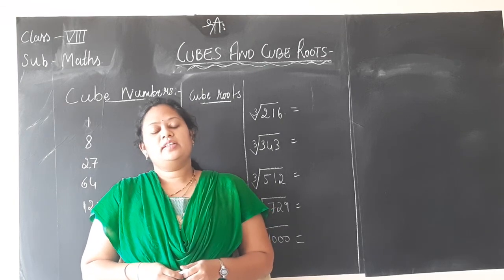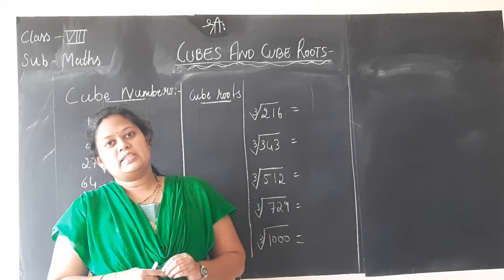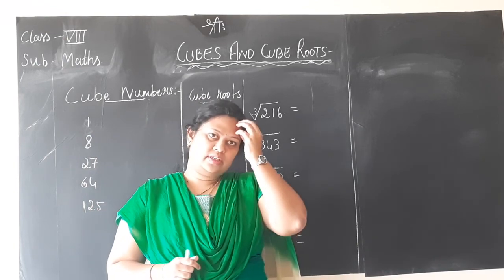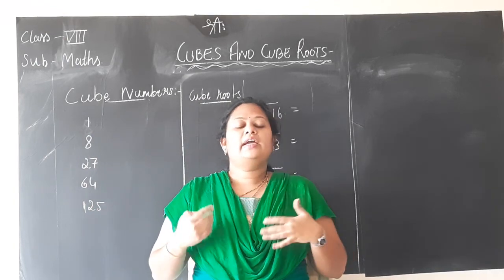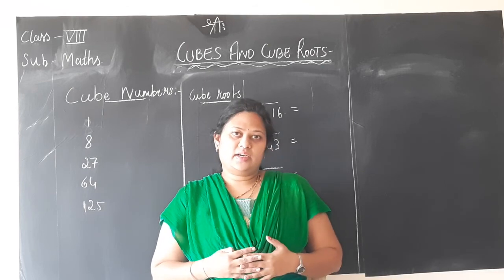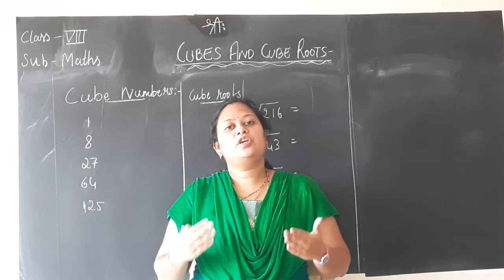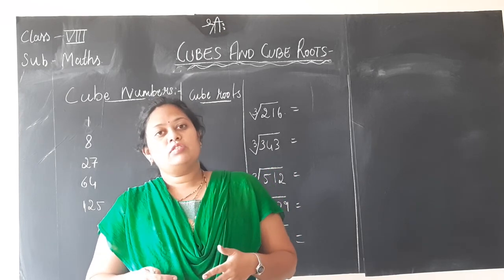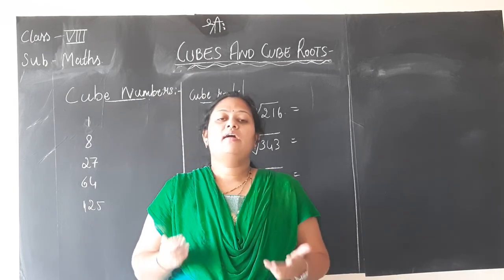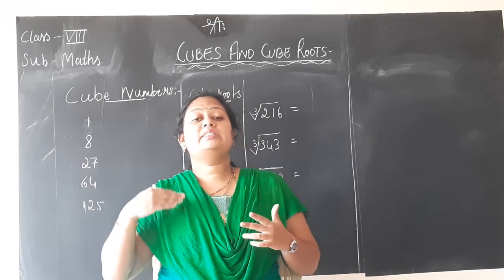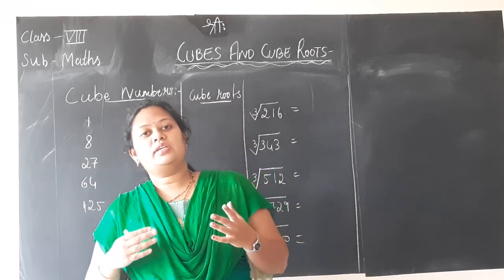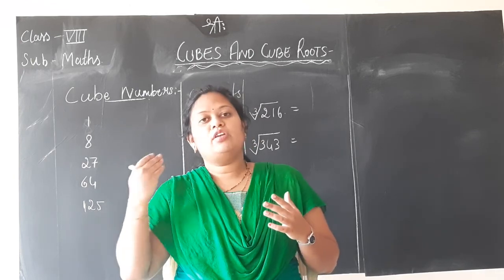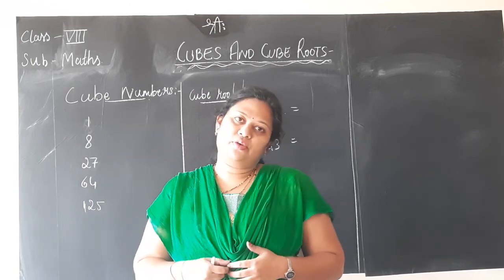Dear children, in the previous sessions of mathematics, we were discussing the lesson cubes and cube roots. There, I introduced you to cube numbers and how to find the cube of a number by the prime factorization method, and you all learned how to find the number that has to be multiplied or divided in order to make a given number a perfect cube.